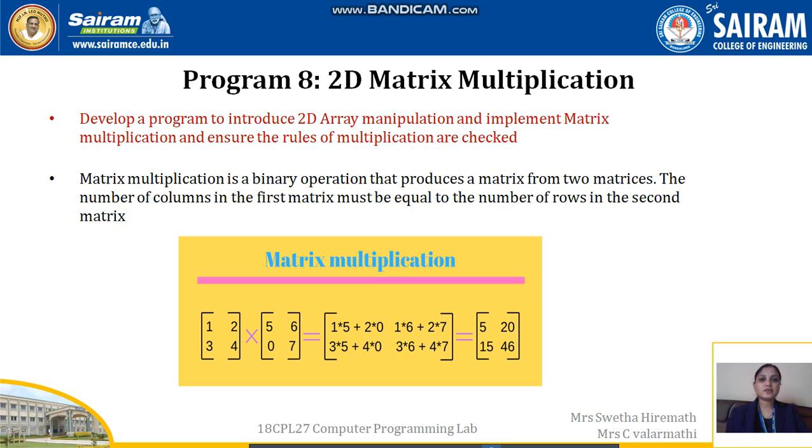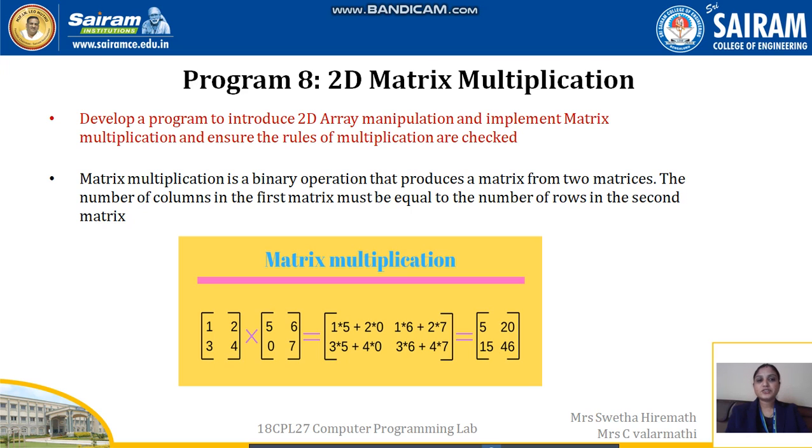We will consider two matrices of two dimensions, multiply them, and store the resultant value again in a two-dimensional matrix. First we will see what matrix multiplication is. Matrix multiplication is a binary operation that produces a matrix from two matrices. The number of columns in the first matrix must be equal to the number of rows in the second matrix.